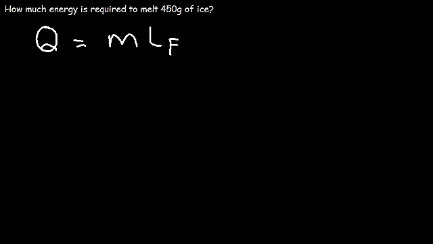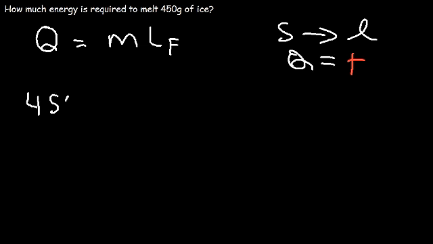And whenever you're converting a solid to a liquid, you need to add energy to it. So therefore, Q is positive because you're putting energy into the system. Now let's convert the mass from grams to kilograms, because the value for L sub F that we have is joules per kilogram. So to convert grams to kilograms, divide by 1,000.